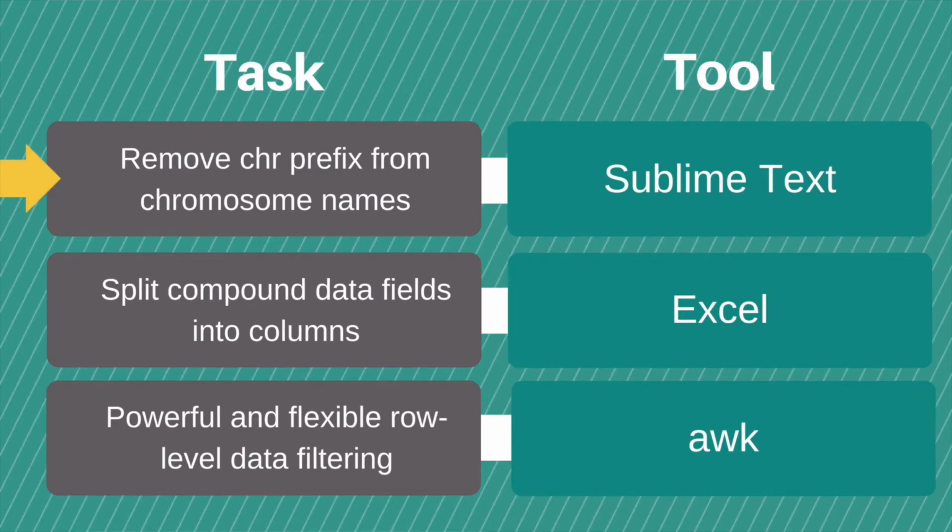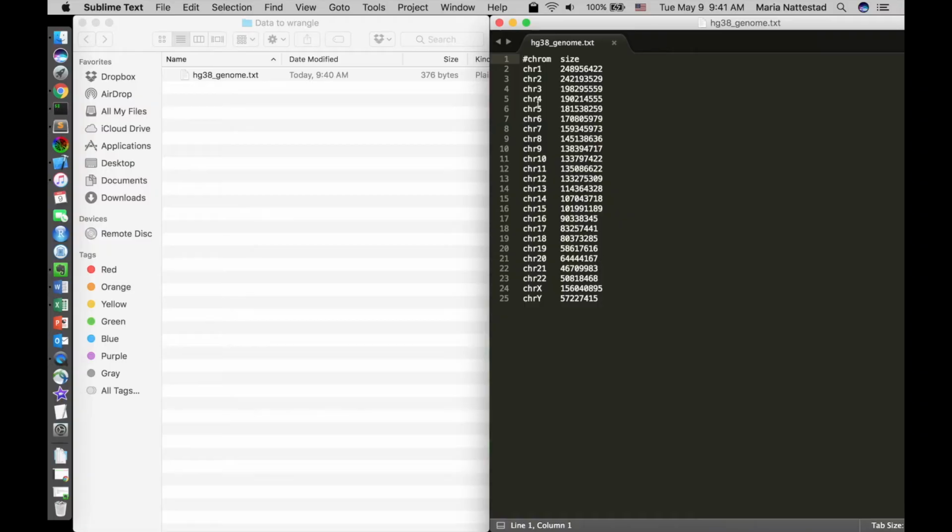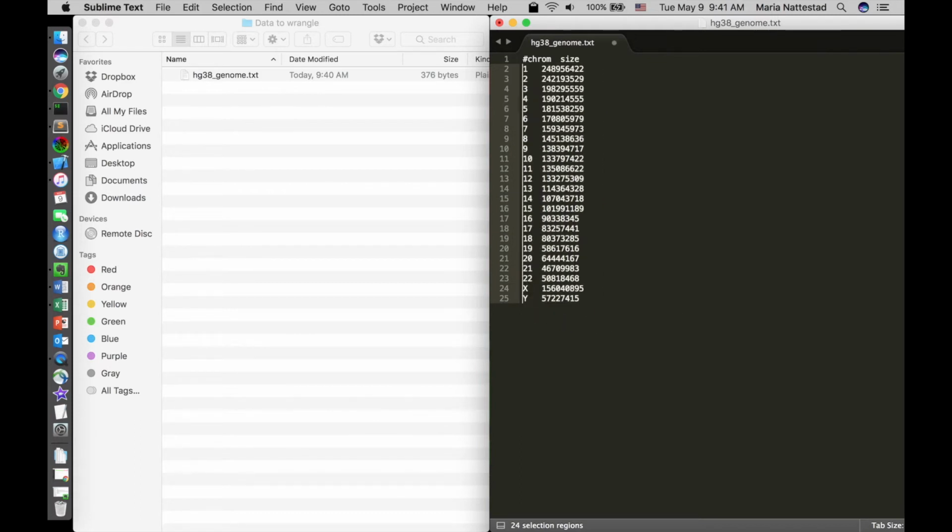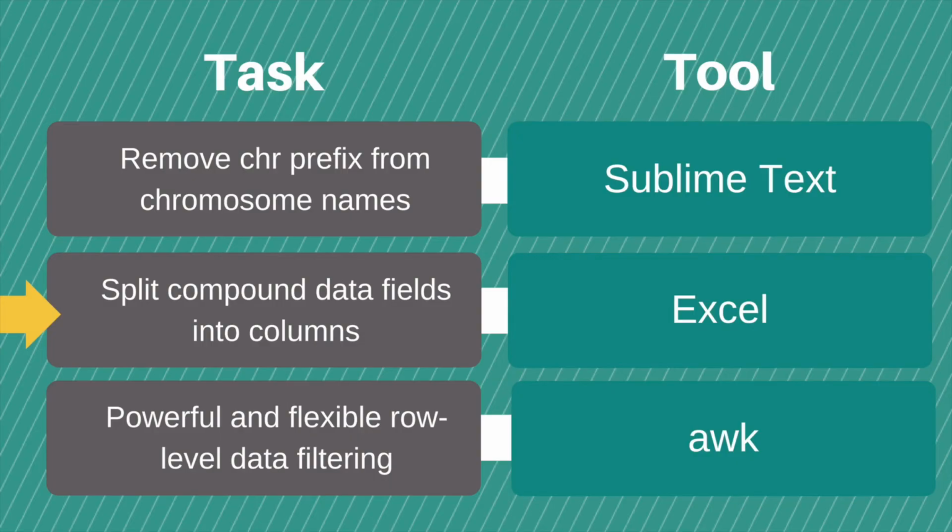Sublime Text is a text editor that actually allows you to edit things on multiple lines at once. So if I hold down Option on my Mac keyboard and I click and drag, I can expand the selection across multiple lines. And if I just select the CHR prefix from each one and I hit Delete on my keyboard, then I've deleted all the CHR prefixes from the whole file. Now all I have to do is save the file and the problem is fixed.